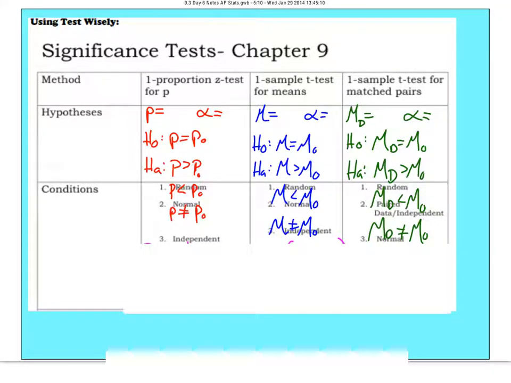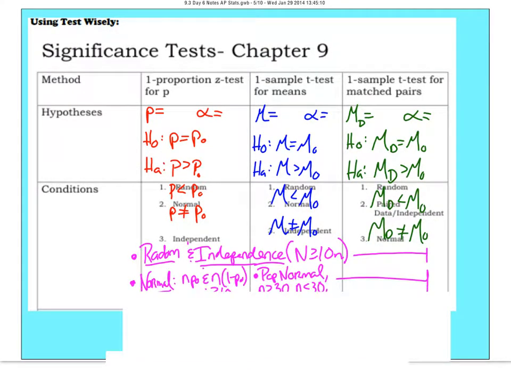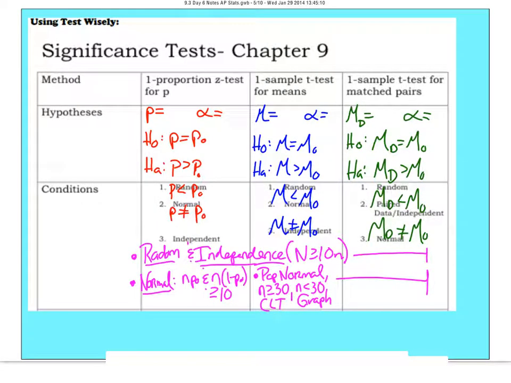And the only difference here is the mean difference for the matched pairs. So notice here I say mu, and here is mu sub d. It is really important that you do this little subscript, or you actually write the word difference, or you call it something else, so we know it's the differences. Now, in terms of the conditions, the random and independence is obviously going to be the same for all three of these tests. It's just that normality condition is different depending on which one we do.